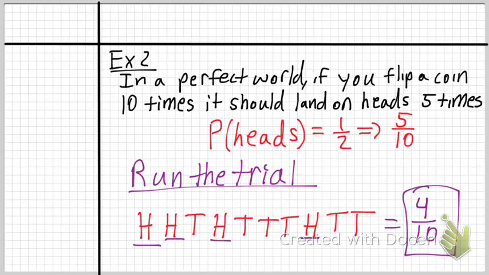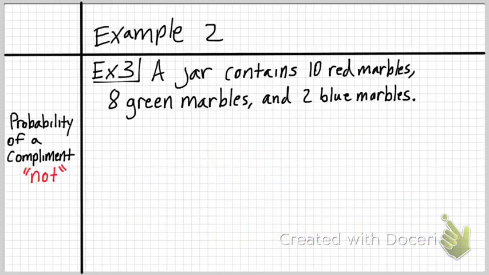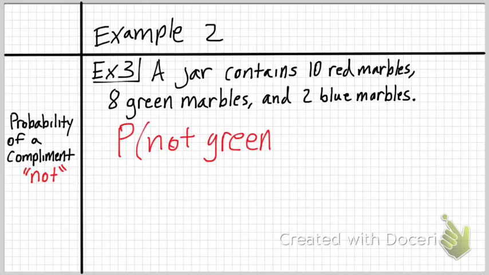Now for our last example, we need to talk about something called not. All right, so if we're talking about the probability of a complement, that's what we're saying, not. So the complement is all of the probability which is not what you were originally looking for. So if we're looking at a jar and it contains 10 red marbles, 8 green marbles, and 2 blue marbles, and I want to find the probability that I do not have a green marble. So all I care, I don't like the color green. I just don't want green. I only want red or blue.